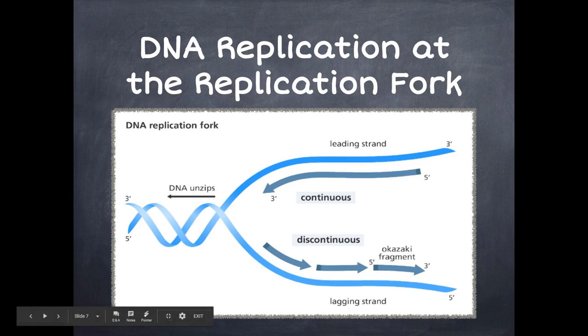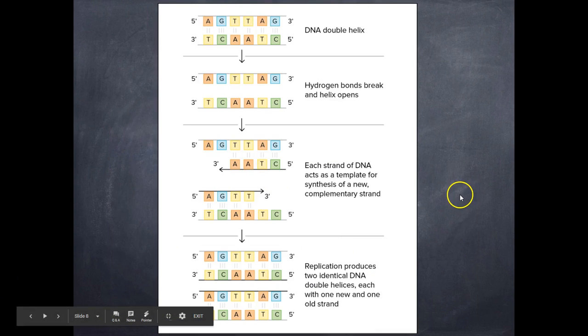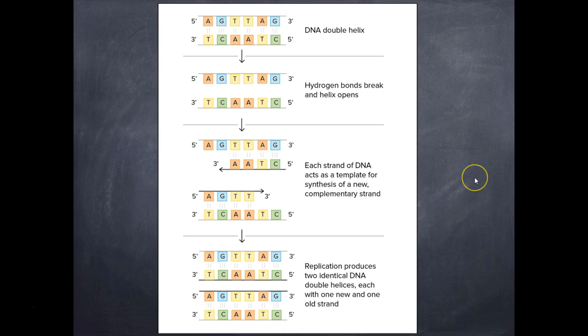What is cool about the replication fork is that it occurs bidirectionally, which means that DNA synthesis occurs at both sides of the replication bubble by forming two complementary strands for each of the two separated strands. So I chose to include this diagram because I really enjoy the simplicity of the way that this is set up to demonstrate the process of DNA replication at the replication fork.